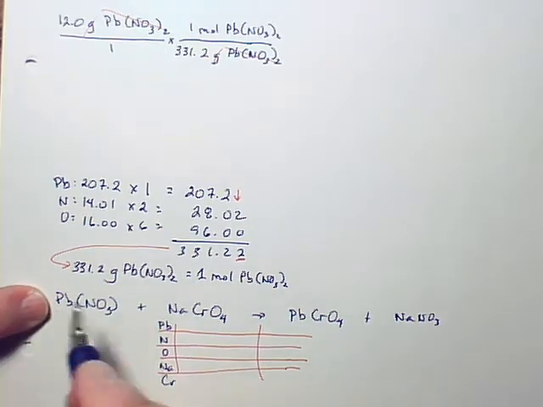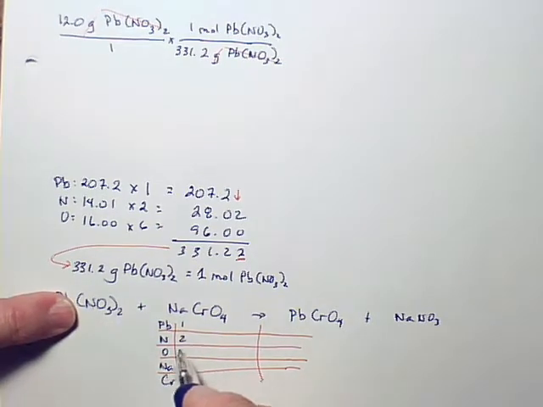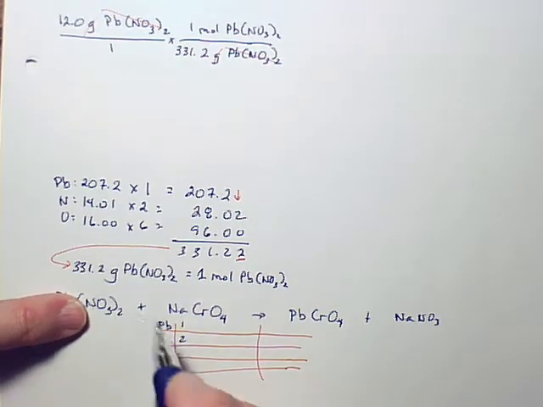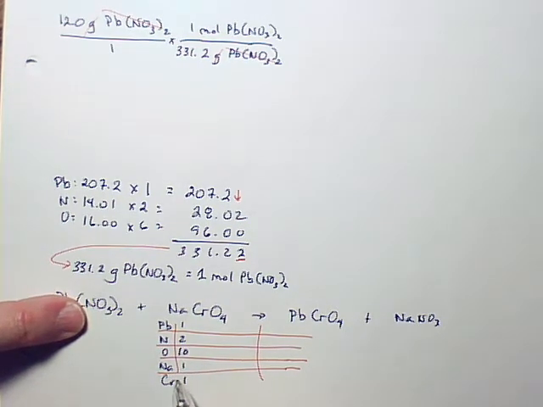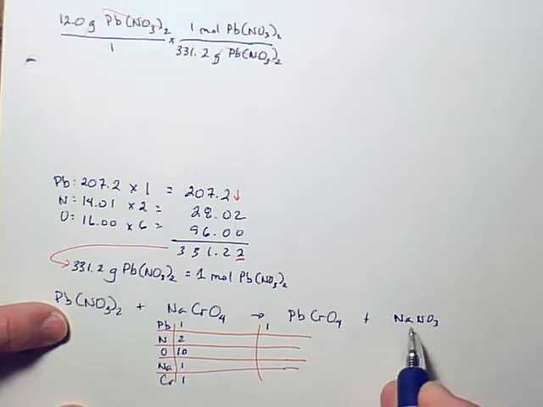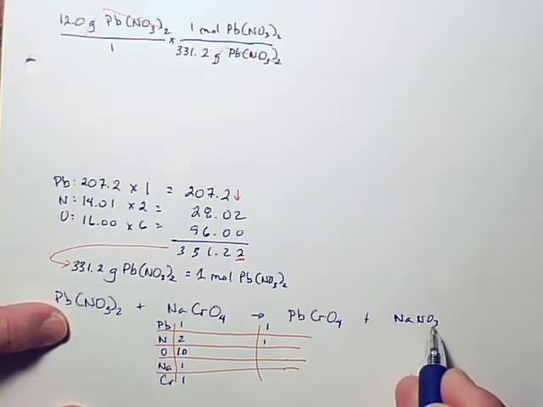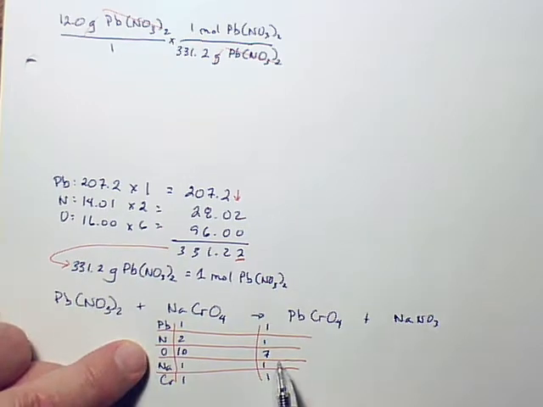So I've got right now 1 lead. I've got 2 nitrogens, 3 times 2 or 6 oxygens here, plus this 4. So I've got 10 oxygens. 1 sodium, 1 chromium. Now on the other side, I currently have 1 lead, 1 nitrogen, 3 oxygens here and 4 here, that's 7. Got 1 sodium and 1 chromium. Alright, we want to save oxygen for last.